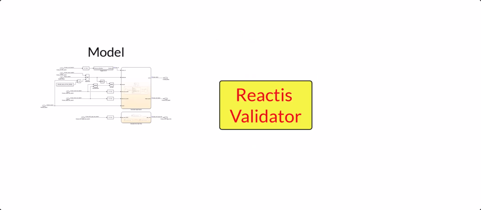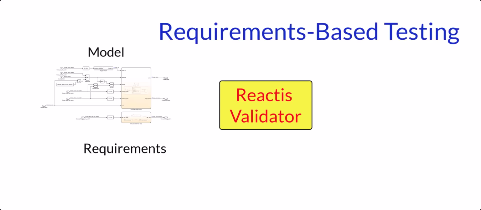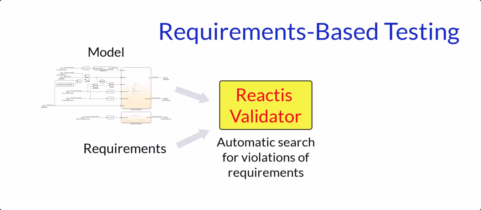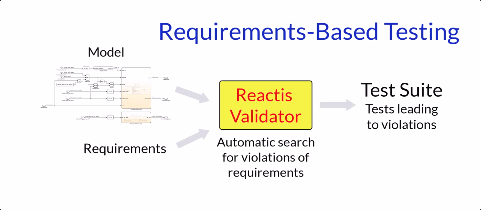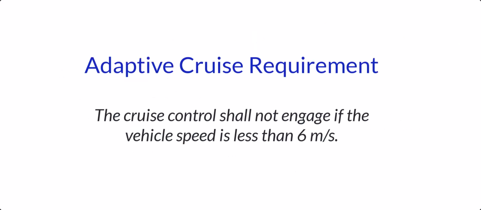Reactis Validator is a third component of Reactis that helps you check whether a model violates its requirements. Validator lets you formulate model requirements and then performs an automated check for violations of a requirement by your model. If it finds a violation, it provides a test that demonstrates the problem. To see how Reactis Validator works, consider a requirement for an adaptive cruise control. The requirement says that the cruise control should remain inactive if the vehicle speed is low.